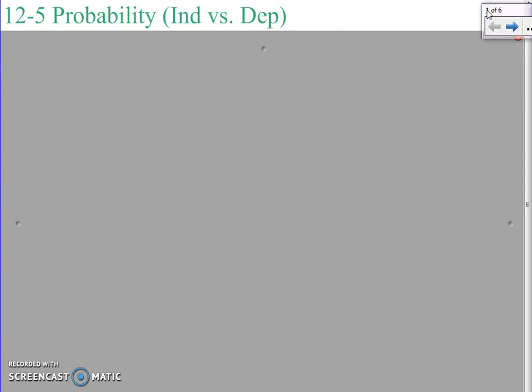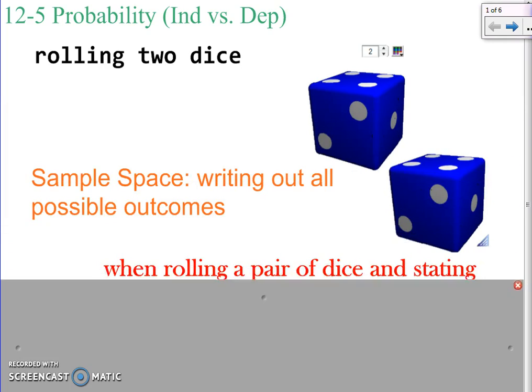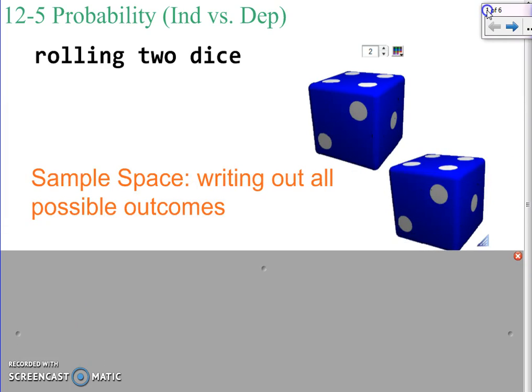All right, so we are looking at the second half of chapter 12, and we're just looking at the probability piece of it. So we did the statistics in our first part, and now we're looking at probability for 3 sections. So we are going to first talk about sample space. So sample space is every single option that could possibly happen.